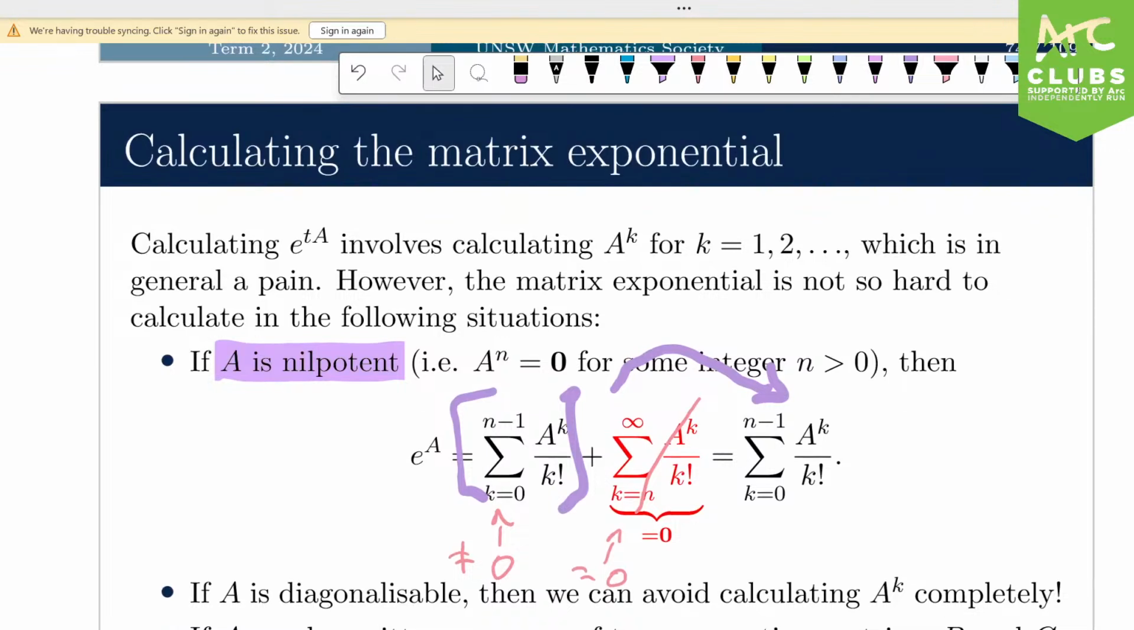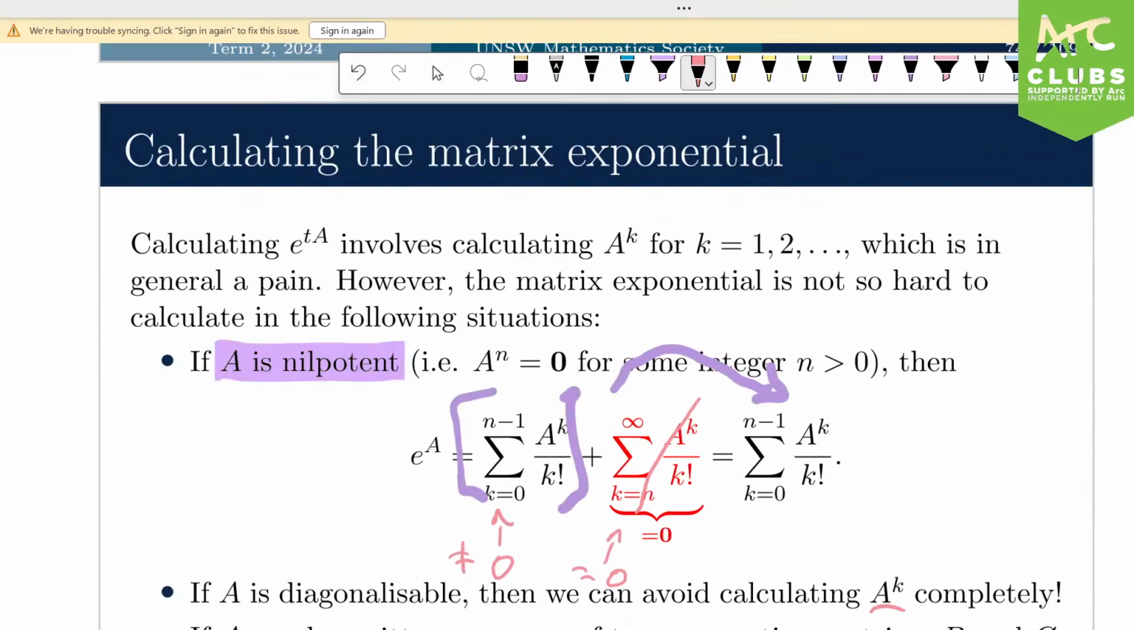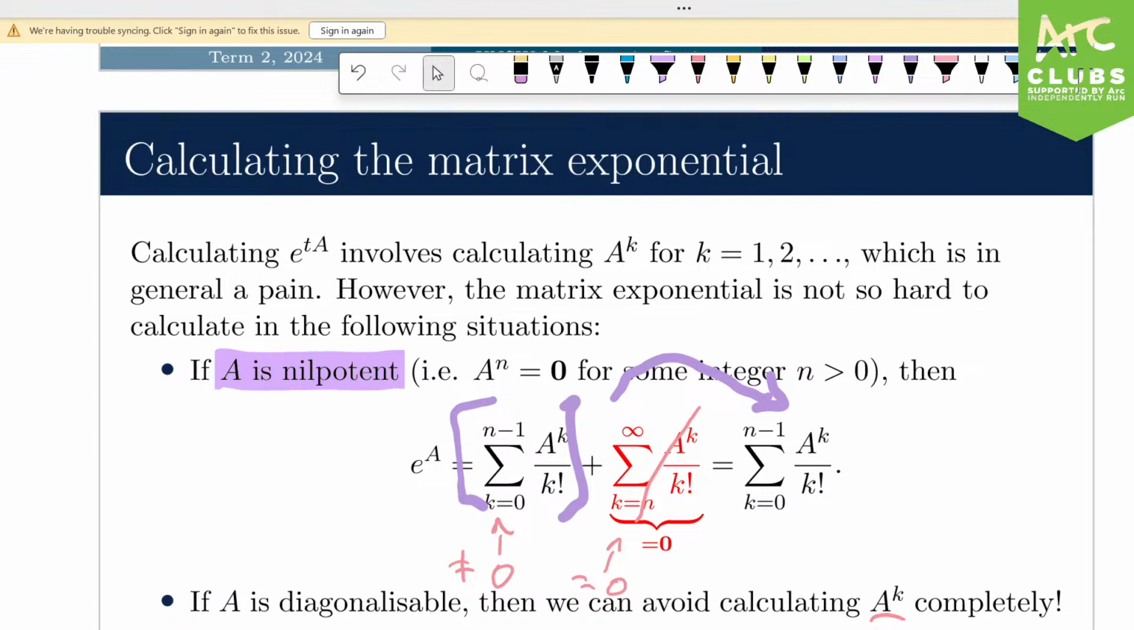Another case where we can calculate matrix exponentials is if our matrix A is diagonalizable. So we don't even have to do this, we can entirely just skip getting A to the k. We can skip all this annoying stuff, right? And we're going to look at diagonalization in the next slide.